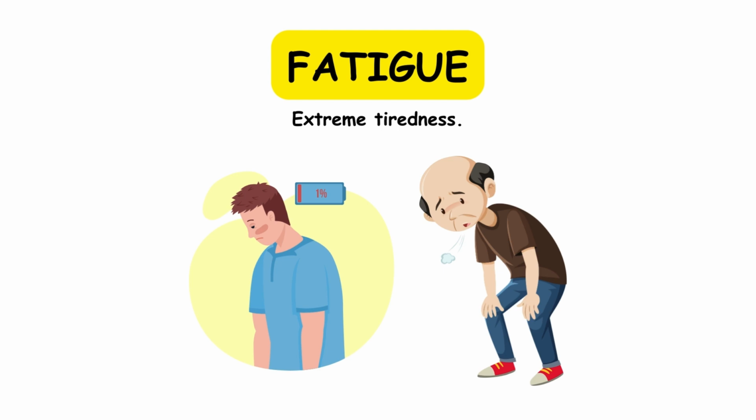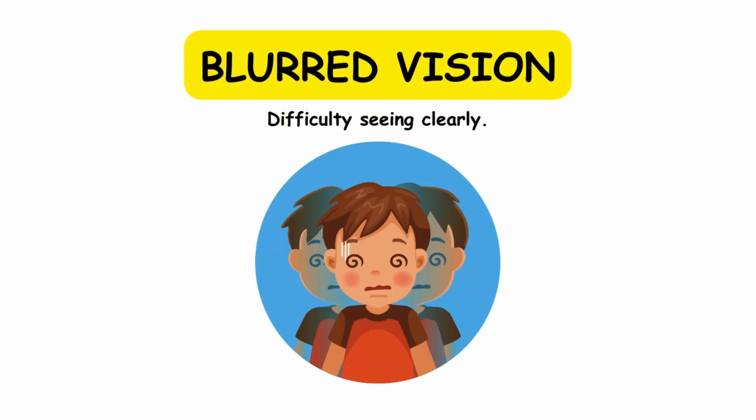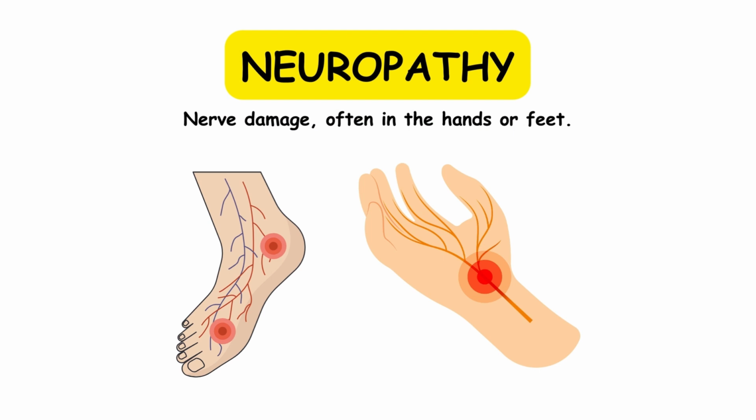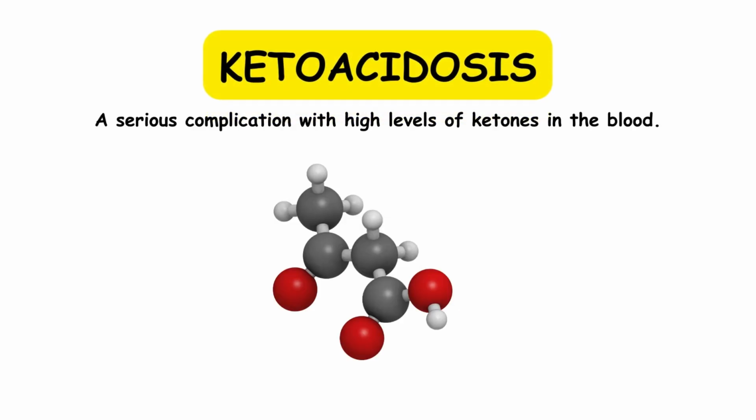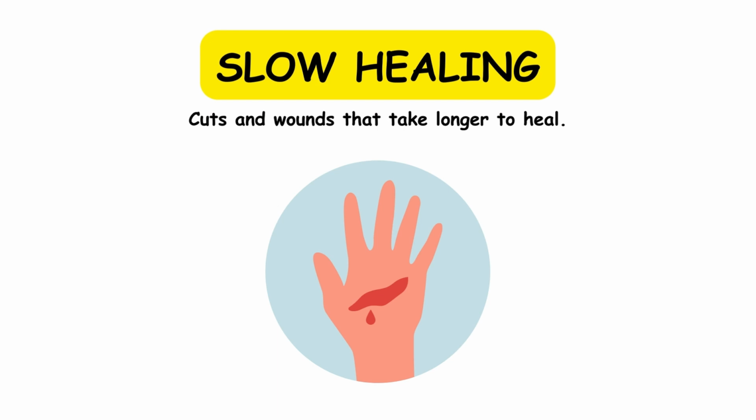Fatigue. Extreme tiredness. Blurred vision. Difficulty seeing clearly. Neuropathy. Nerve damage, often in the hands or feet. Ketoacidosis. A serious complication with high levels of ketones in the blood. Slow healing. Cuts and wounds that take longer to heal.